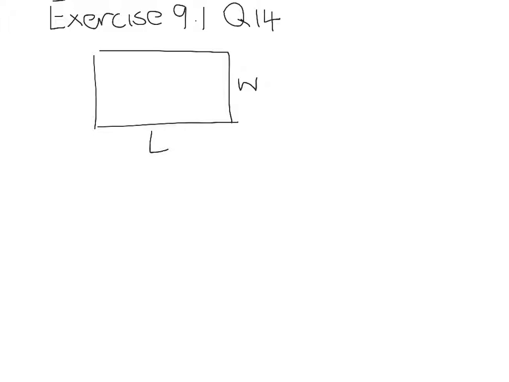When it says its length is 0.4 longer than its width, I could say that the length is equal to W plus 0.4. Or I could say that its width is equal to the length, take away 0.4.